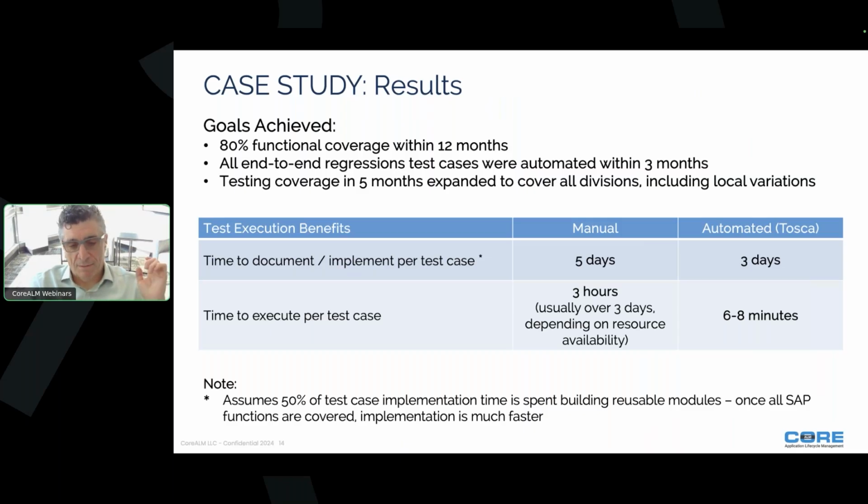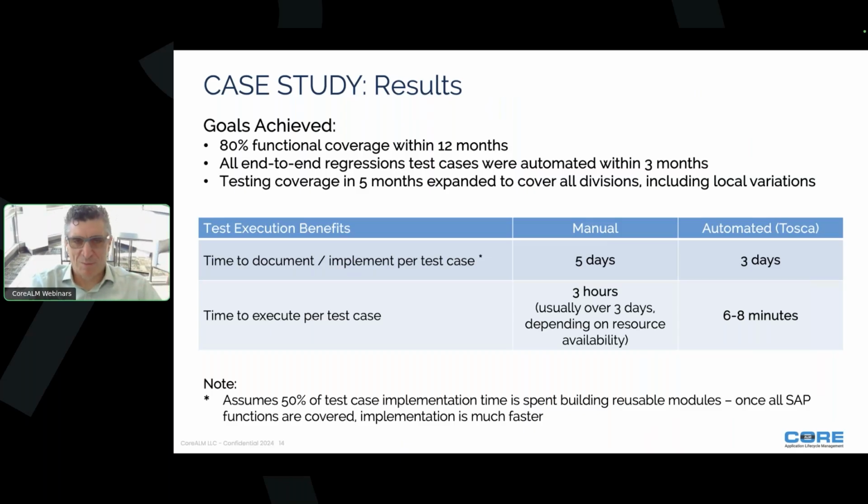The coverage, in 5 months, we expanded to cover all of the variations for all of their divisions, different countries around the world, same scope in terms of those regression test cases, but specialized across all those divisions. So the biggest thing is they did their 2025 upgrade preparation. They had these tests ready to go.